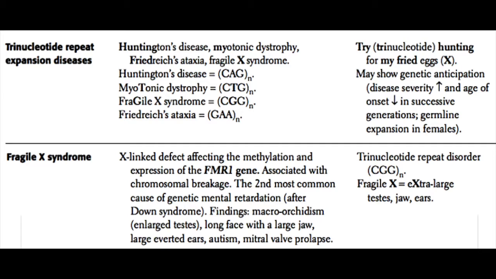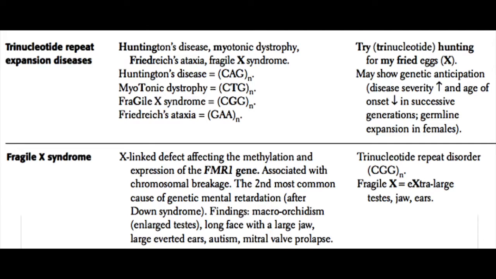Fragile X is caused by a CGG repeat on the X chromosome. It causes a fragile-looking X, like it looks like it's broken. That's how it's named. It's the second most common genetic cause of mental retardation behind Down syndrome. So in particular, it causes mental retardation. It causes large testicles, big ears, and a big jaw. It's associated with autism and mitral valve prolapse as well.